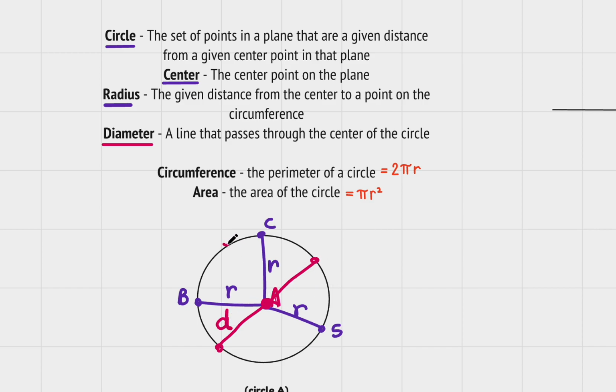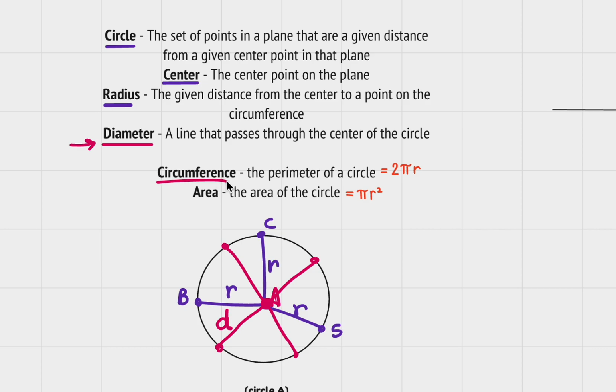It could be like this too, going through this way. Sorry, that was a little off. It could be going through like this. It could be any point, but it has to go through the center at all times for it to be considered a diameter, because otherwise it would be another type of line that you'll probably learn later on.